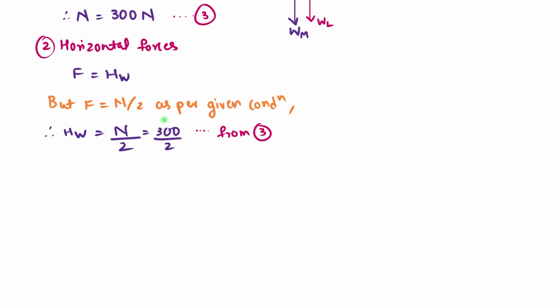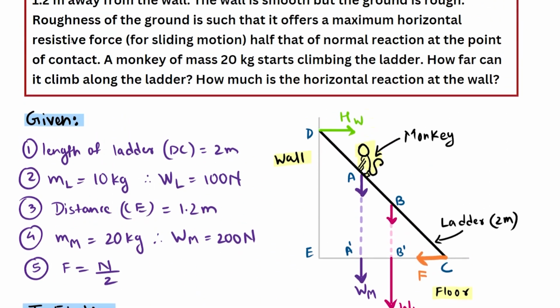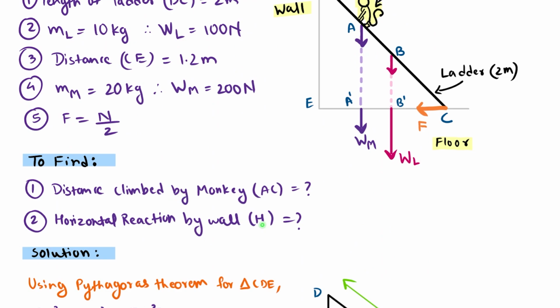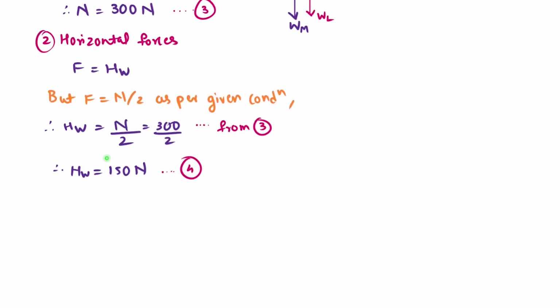So I can say our horizontal reaction force offered by wall is 300 by 2, which is 150 Newton. So look at this. What we have done is we have solved the second quantity which was required by us first, because that was in our flow. So सबसे पहले हमने क्या किया है, horizontal force की value ढूंढ ली है, horizontal reaction, that is 150 Newton. So half of the numerical is done.